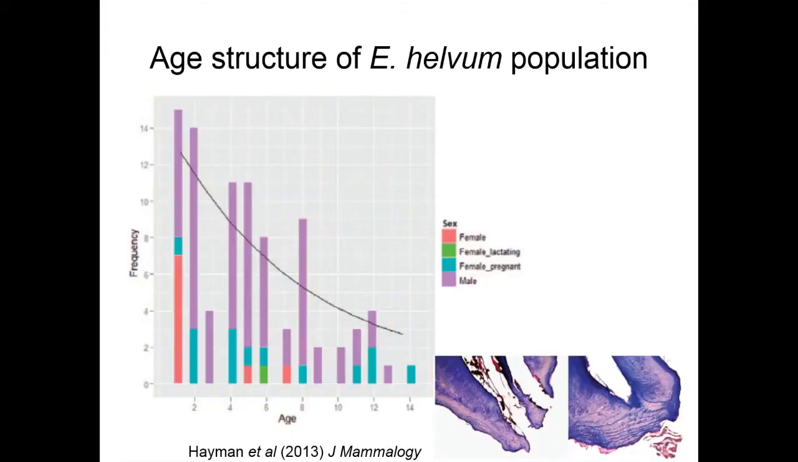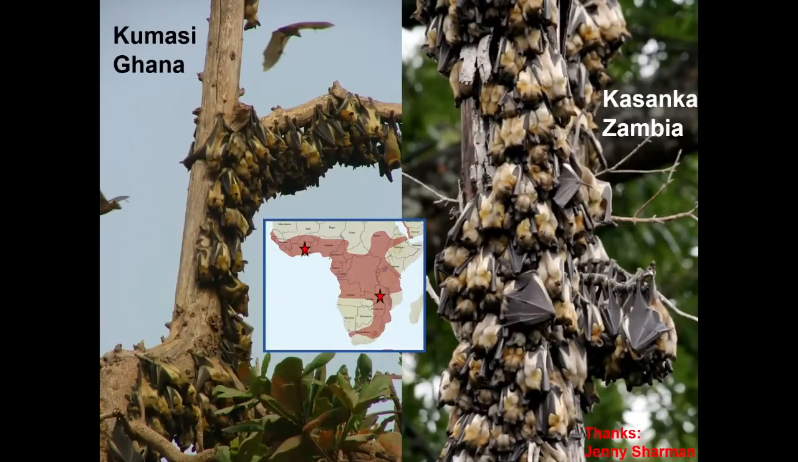We've looked at the age structure of the population. We find the average age of the bats in this roost is around 7 years, but some of them may live up to 14 or 15 years. And we've looked at them all across the continental range of these bats. And as I said, they all look the same within a roost, and they all look the same between the roosts. So these are pictures taken from Kumasi in Ghana and Kasanka Park in Zambia, that I just showed you the video from.